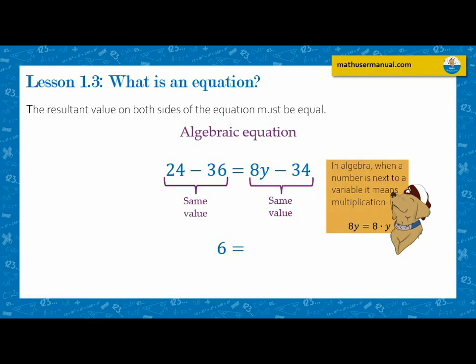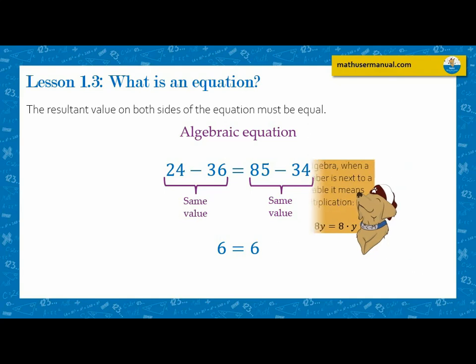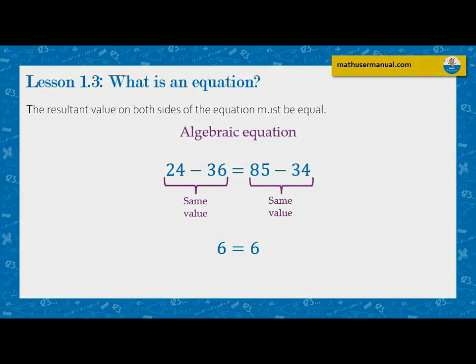Yes, this is another reminder of this because it tends to be forgotten, especially when we get to harder topics. 8y is 8 times y. A number with a variable next to each other in algebra, that's a multiplication. If we replace the y for a 5, it would be 8 times 5, which is 40. 40 minus 34 equals 6. And this equation is true now because both sides of the equation are equal to each other.